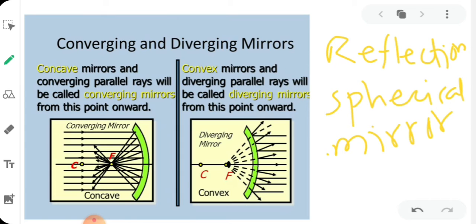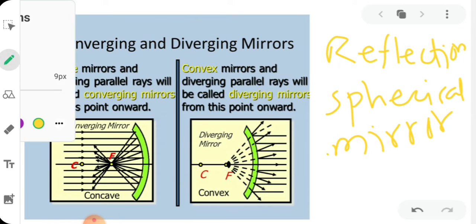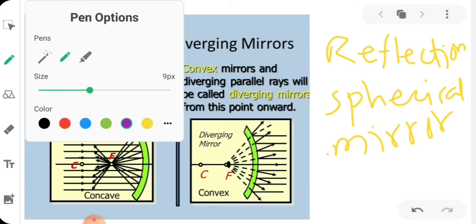Before starting with reflection through spherical mirrors, on the screen you may see two images which I am representing. If you remember very well, we discussed in the previous lectures about convergence and divergence, converging rays and diverging rays. Yes, correct, you remember very well. So what is convergence and what is divergence, we have tried our best to show here. Let us see it quickly.